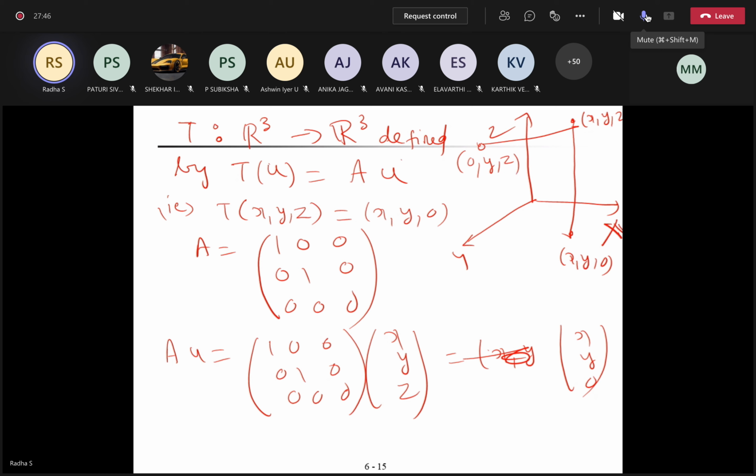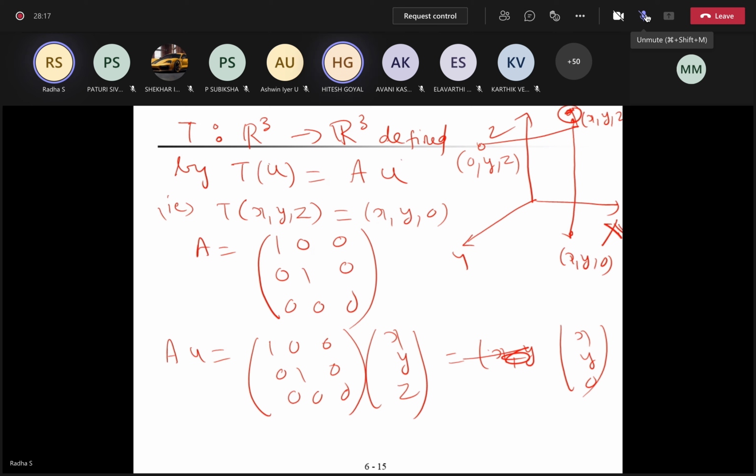Yes, (0, y, z). So what should be the matrix? The first row will be zero, and the rest two will be according to identity. Hope you understand. If you're projecting it along the XZ plane, it becomes (x, 0, z), so the second row is completely 0. So all these three projections, after projecting, whatever points you get, all are isomorphic to what?